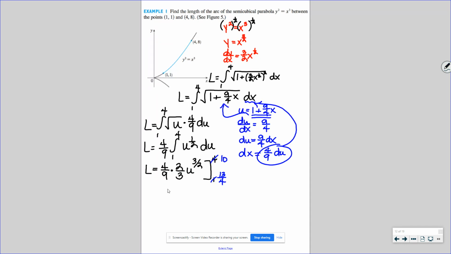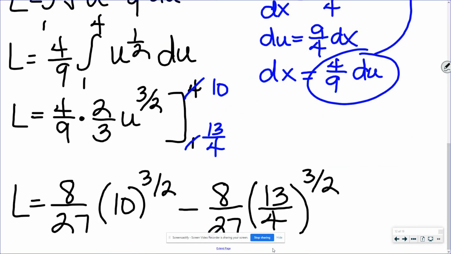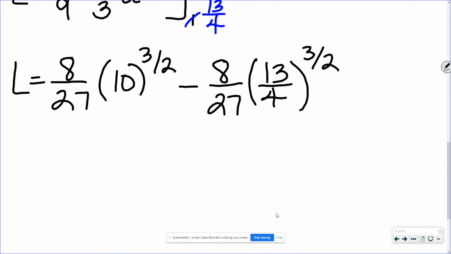Okay, now I'm going to do evaluating. So I'm going to plug in, and I think I'm going to multiply this fraction at the same time. So this fraction would be 8/27. Plug in 10. And then plug in 13/4. Okay. All right, we want to simplify.